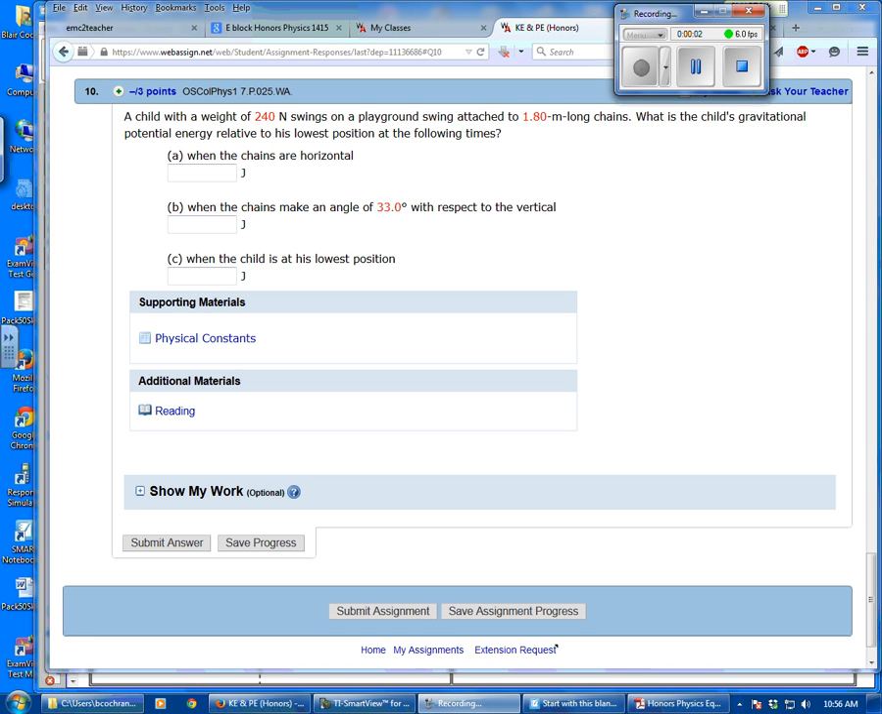Alright, so we're going to start on number 10. Remember, if you're working on something else, just try to keep the volume low enough so those that are working on number 10 can follow along.